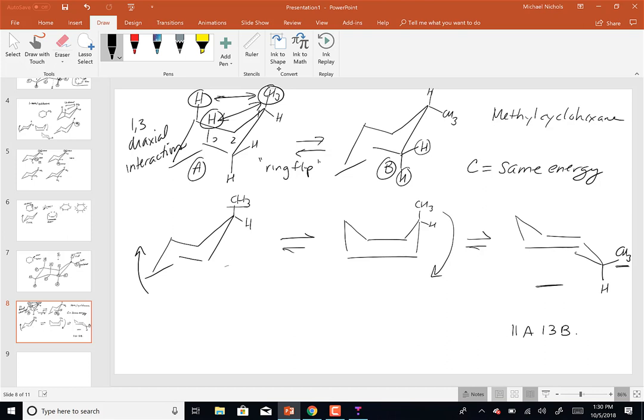So we'll just do that one. Here's the chair. And this hydrogen and that hydrogen, these three hydrogens that are above the plane here, here and here are competing for space. You can see them a little bit better here, here, here, and here. So if we put a methyl group there, there's two places to put the methyl group. We can put the methyl group equatorial, and if we do that, then there's really not a whole lot it's interacting with.